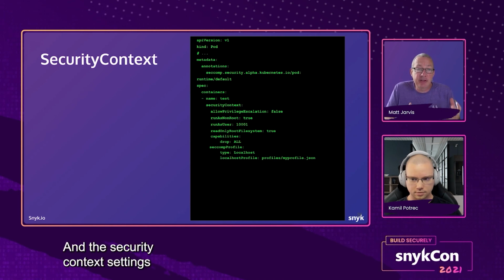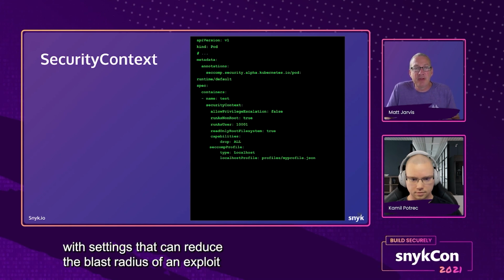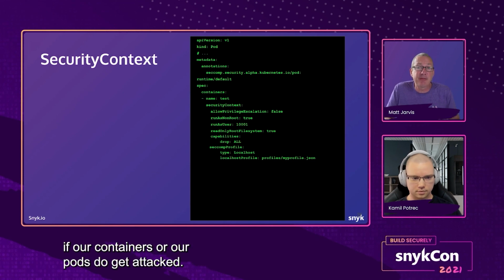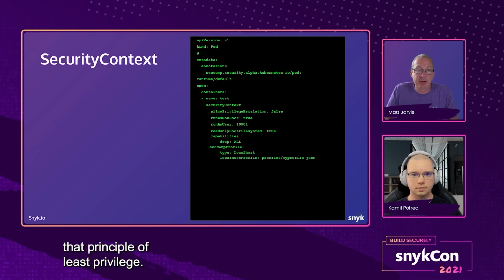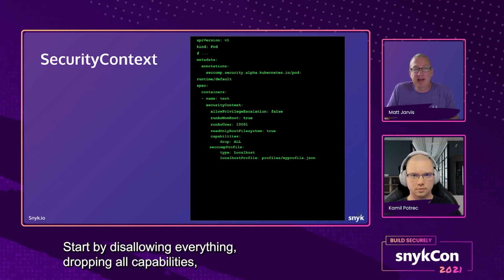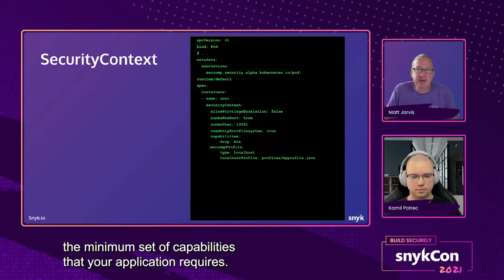And the security context settings in our Kubernetes configuration provide us with settings that can reduce the blast radius of an exploit if our containers or our pods do get attacked. So don't run your containers as root, disallow privilege escalation, and always follow the principle of least privilege. Start by disallowing everything, dropping all capabilities, and then work your way back to finding the minimum set of capabilities that your application requires.